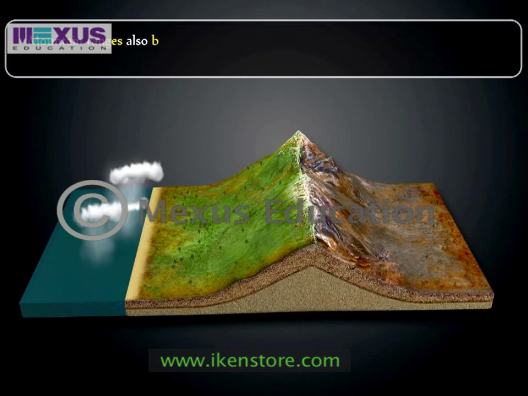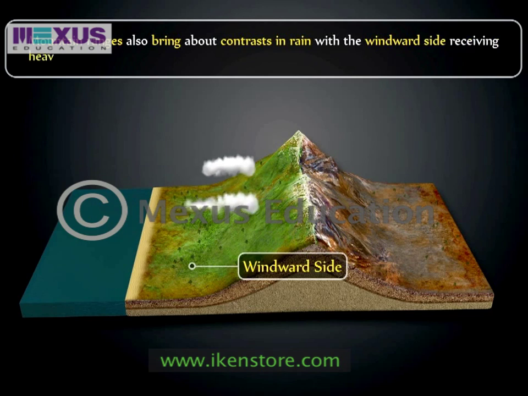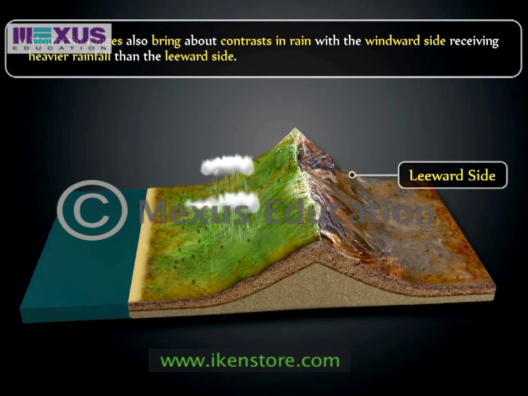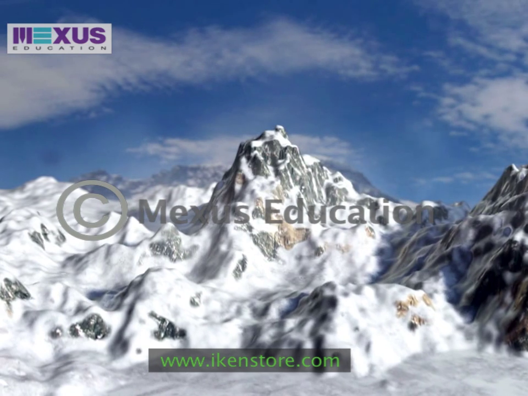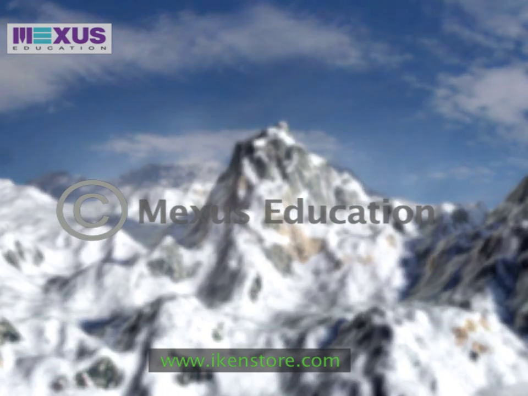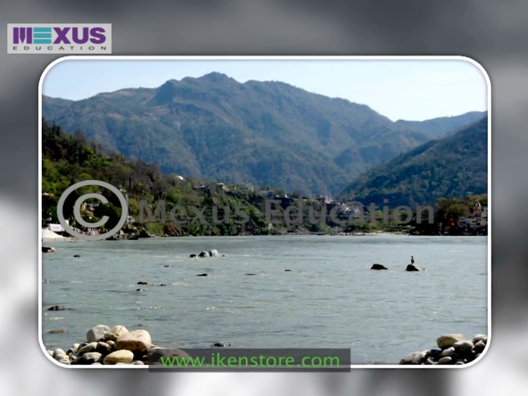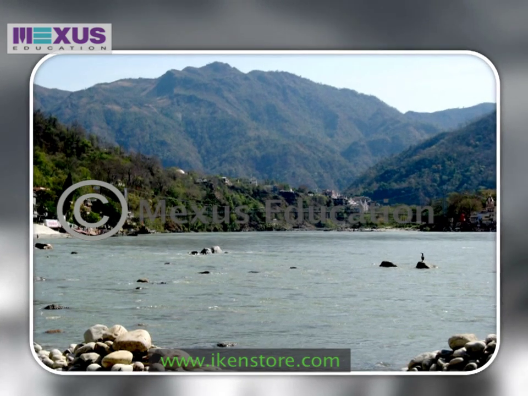Mountain ranges also bring about contrasts in rain, with the windward side receiving heavier rainfall than the leeward side. The Himalayas prevent the cold winds of northern Asia from blowing into India. That is why the Ganga Plain is warmer in winter than southern China on the same latitude.